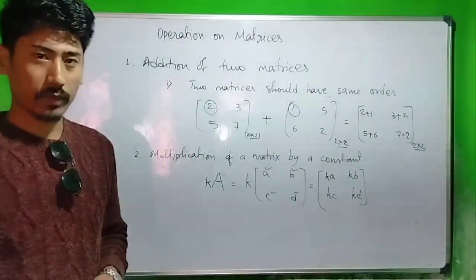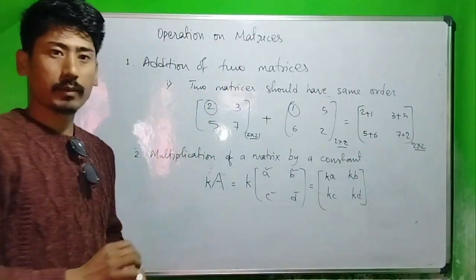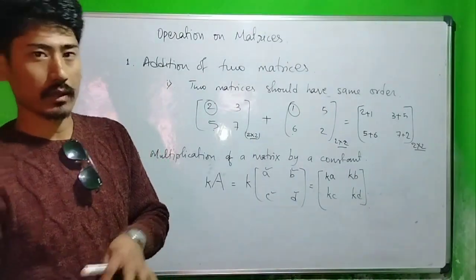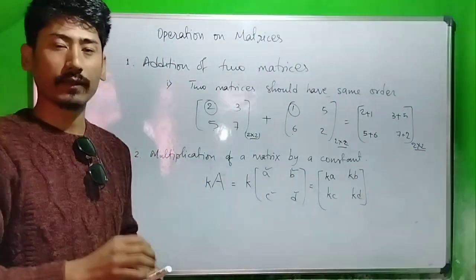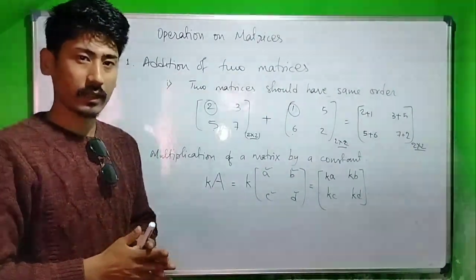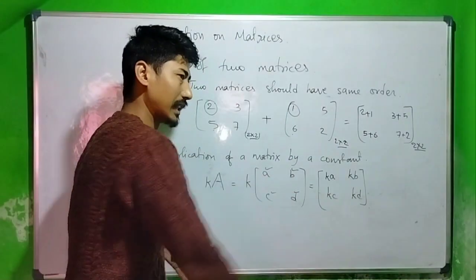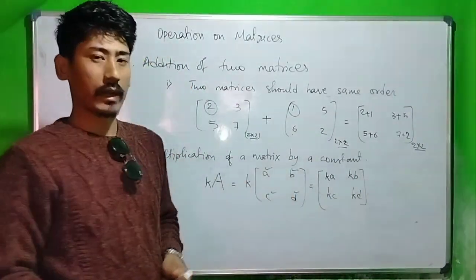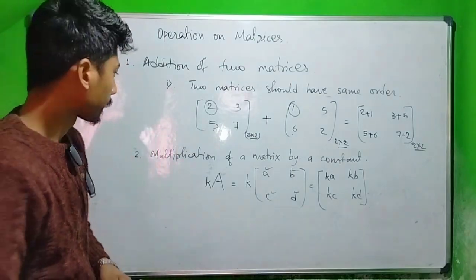From this, what we can understand is, if we multiply a matrix by any constant, or take a constant common, or divide a matrix by a constant, then we have to multiply all the elements by that constant, or divide all the elements by the same constant.